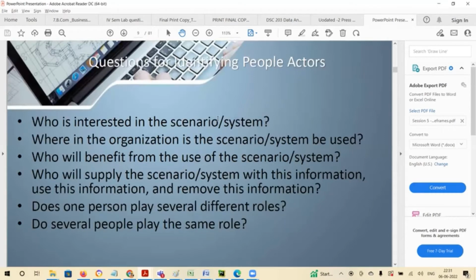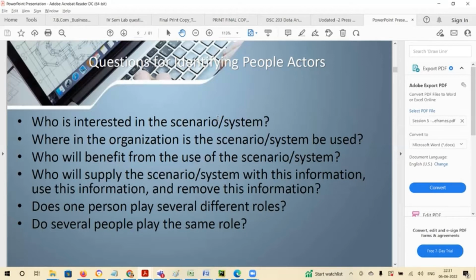So here, how do you identify who is interested in the scenario system? In this case, the customer is interested. Now, where in the organization is the scenario system used? Who will benefit from the use of the scenario system? Of course, the patient is going to benefit. Who will supply the information into the system? Of course, a receptionist is entering into the system the information which is given by the customer, by the patient.